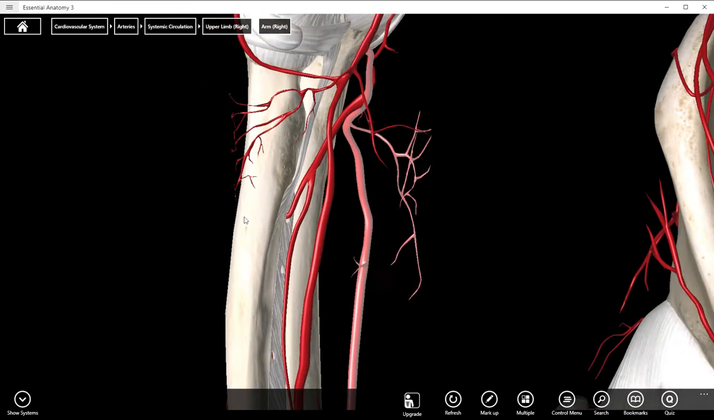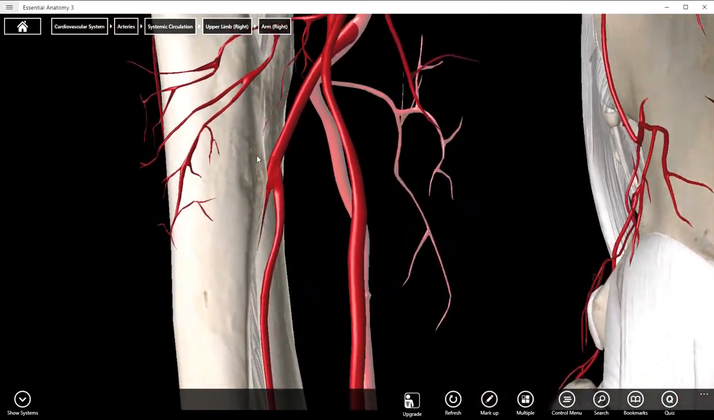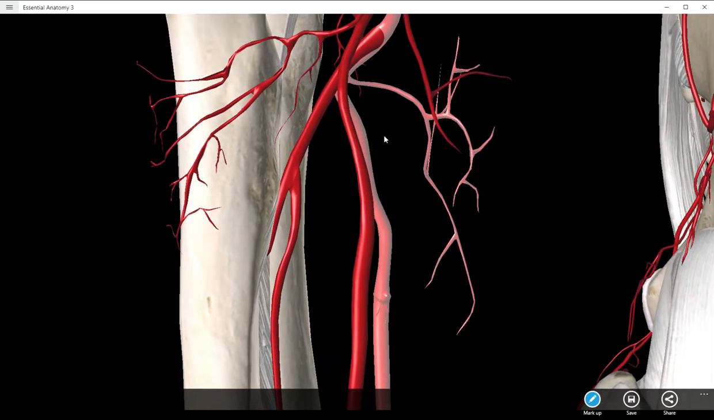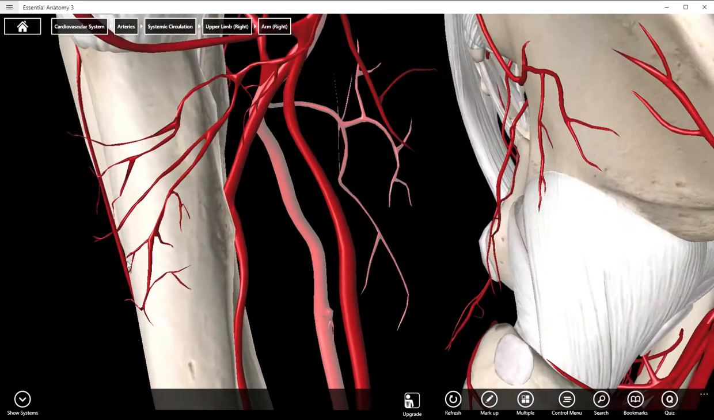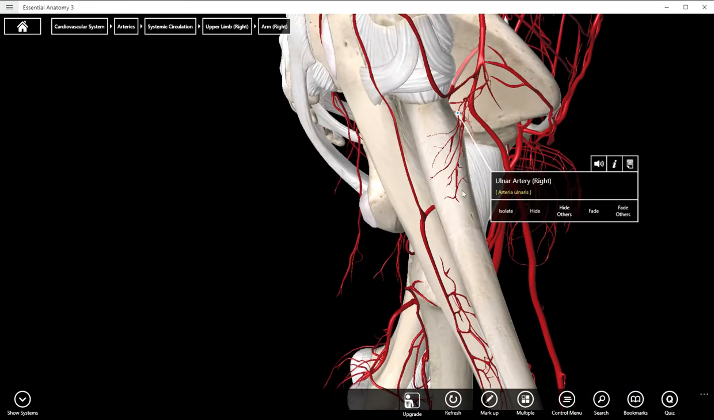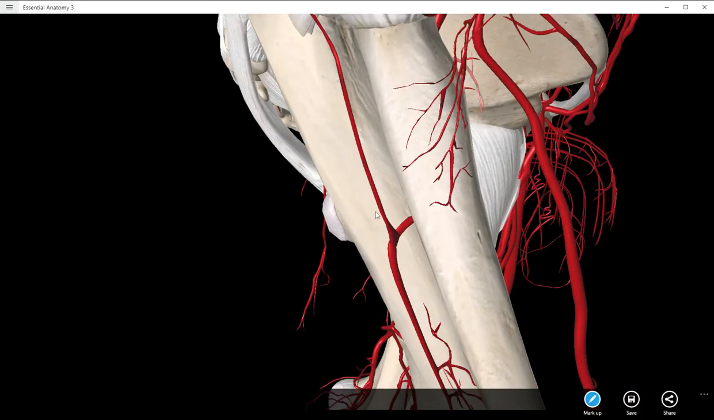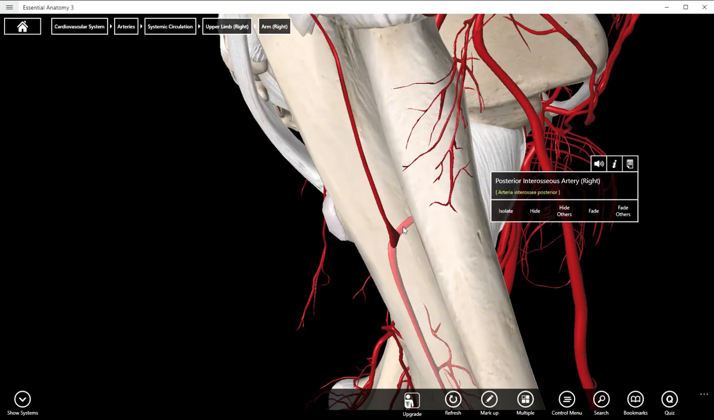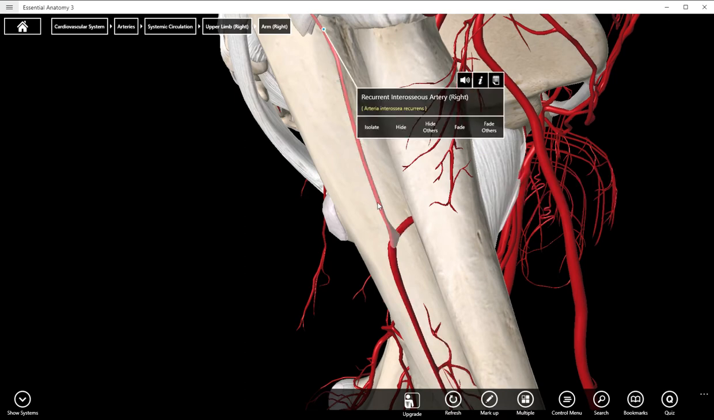There's one more branch, and it's variable. Sometimes it comes off the common interosseous artery. I would say most typically, I don't know, I can't say for sure, but I've seen it very often coming off the common interosseous artery, but I also do see it, just how they've drawn it, coming off of the posterior interosseous artery. And here it is, the interosseous recurrent, and they call it the recurrent interosseous artery. That's fine. Interosseous recurrent artery or recurrent interosseous artery, those are both acceptable.